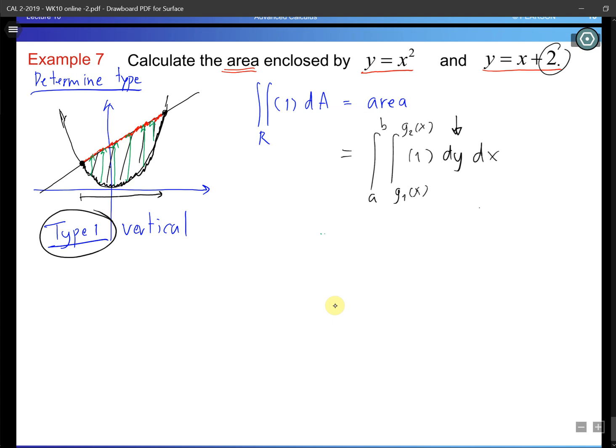So we have two lines, y equal to x squared and y equal to x plus 2. We want to find the intersections of these two lines. It means that we have to solve these equations at the same time. So I'm going to substitute y equal to x squared into the second equation. So this becomes x squared equal to x plus 2. And move things around, x squared minus x minus 2 equal to 0.